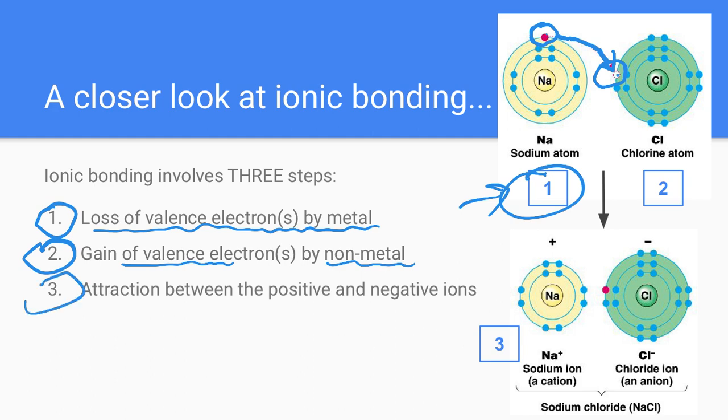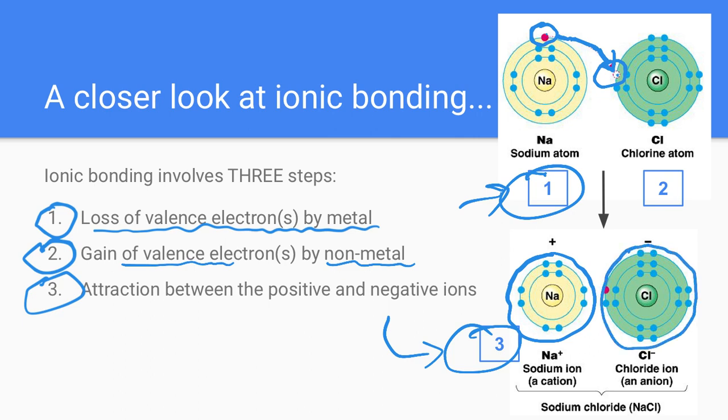And then finally, once we've created the ions here, we have that attraction between the positive and negatively charged ions, and that creates our ionic bond. So you can see from this picture, we have a full valence shell for sodium, we have a full valence shell for chlorine. They are charged positively and negatively. They're not physically bonded together though, but they are attracted to each other.